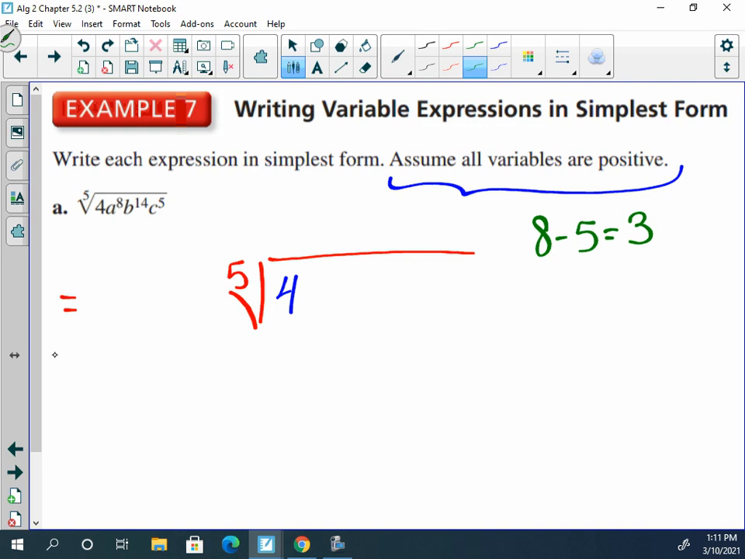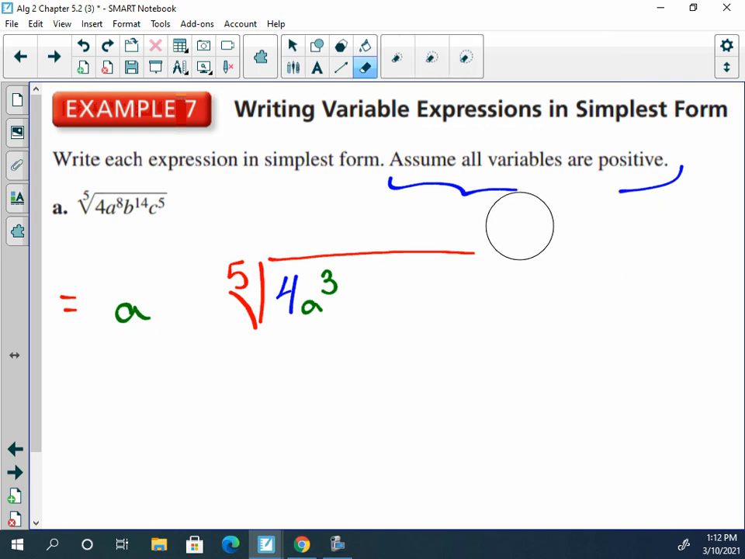So how many times did I subtract 5? So how many come out? 1. So 1a comes out. But how many do I have left over? 3, yes? So what stays inside? A to the 3rd. Okay?